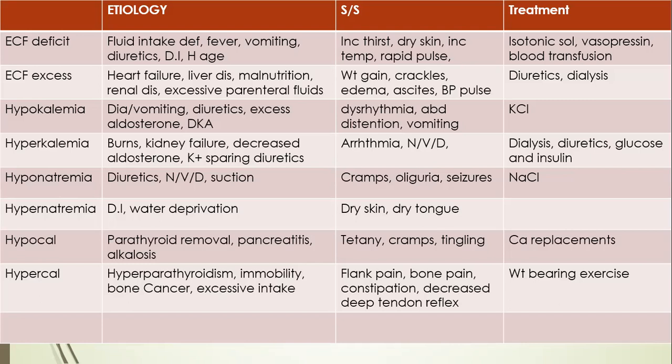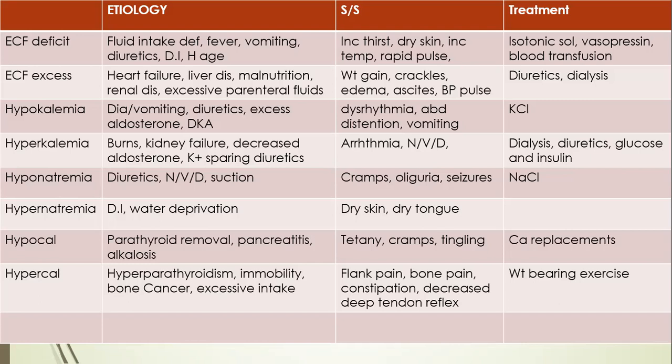Next is hypocalcemia. The cause is accidental removal of the parathyroid gland. So we know that for a patient after thyroidectomy, after 6 to 8 hours, we have to check whether the patient is having tetany, or we'll go for a serum calcium level to identify any signs of hypocalcemia. Then pancreatitis and alkalosis. The signs and symptoms are tetanic cramps and tingling sensation. The normal value is around 8.5 to 10.5. If it is less than 8.5, we will go for calcium supplementation.